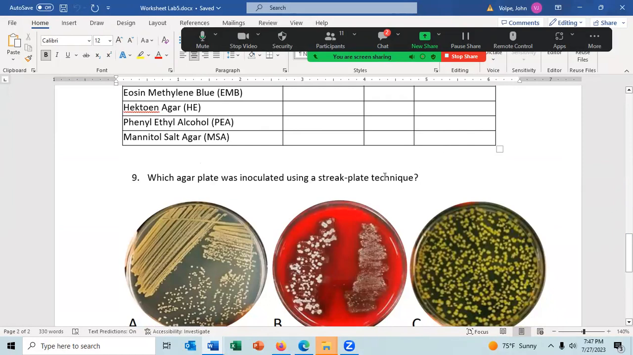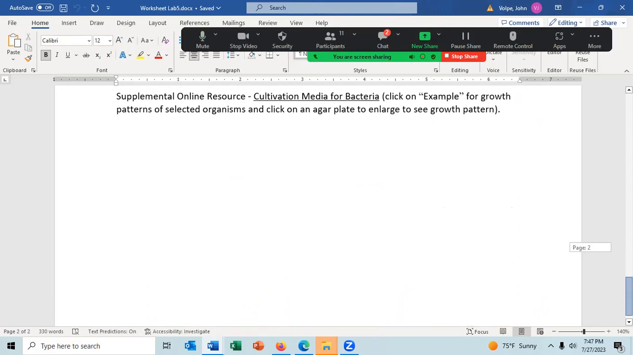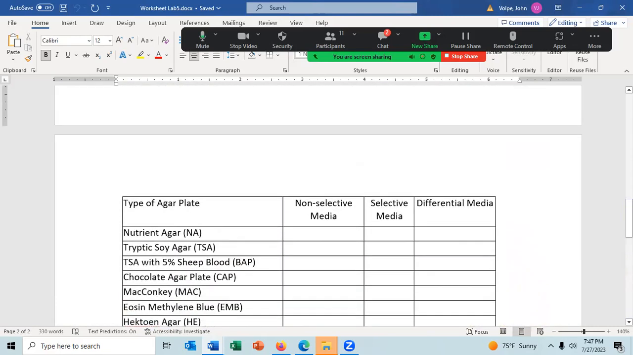And then answer that. And then 9, we have 3 different plates here, and it asks you which agar plate was inoculated using a streak plate technique. Just tell me plate A, B, or C. You just need to put the initial. And then that's it for the lab.